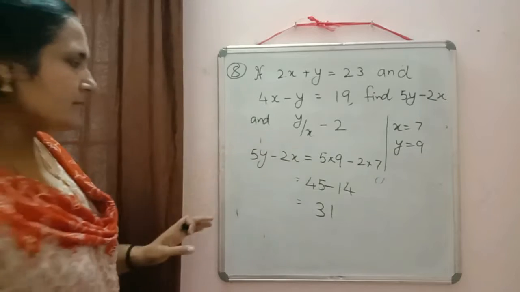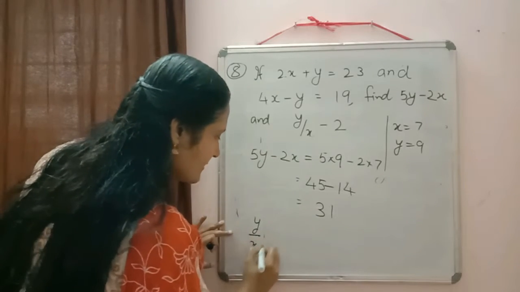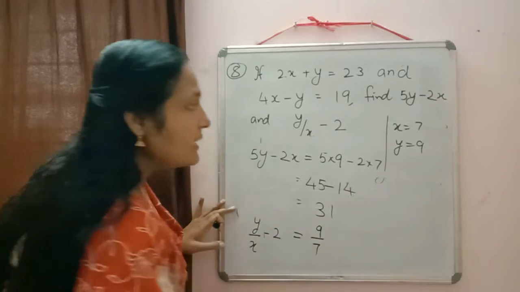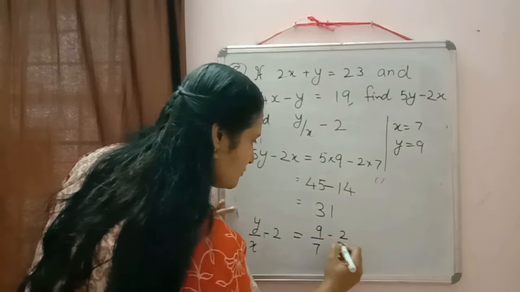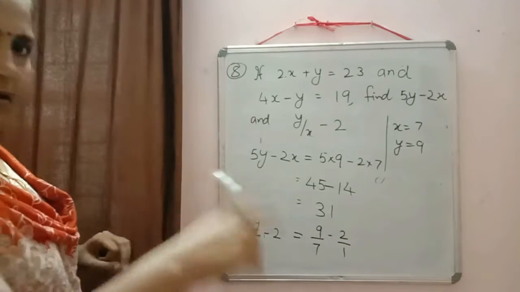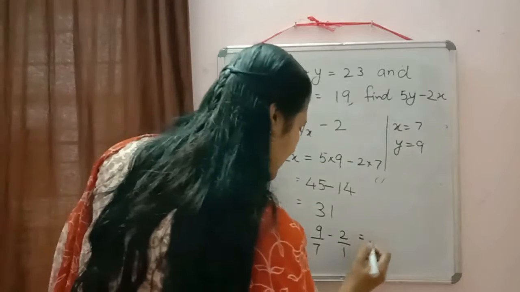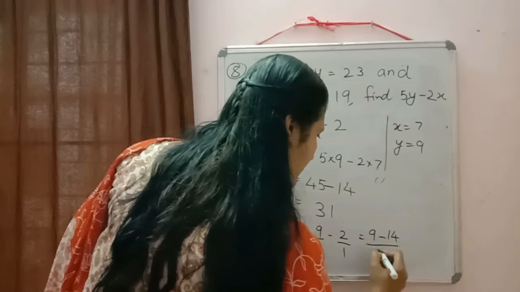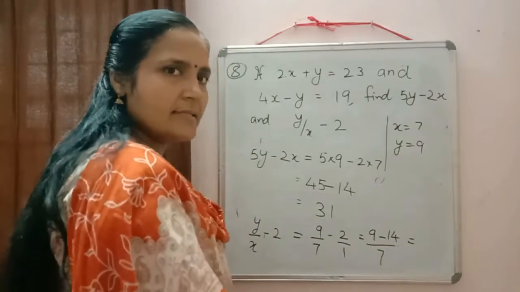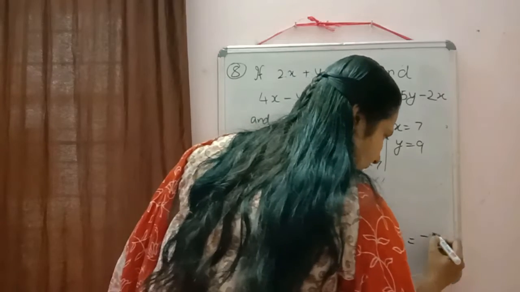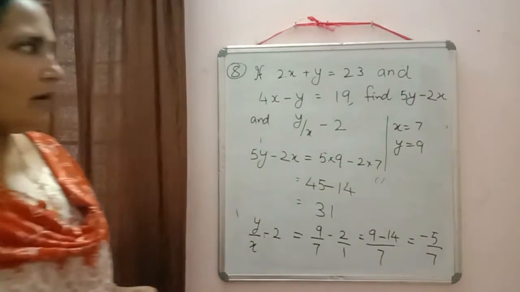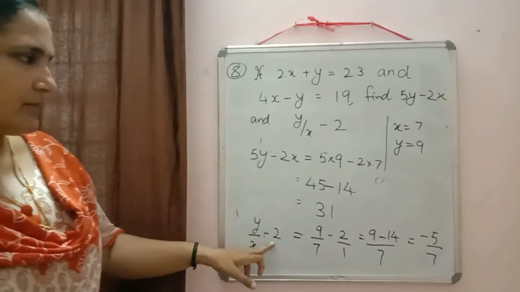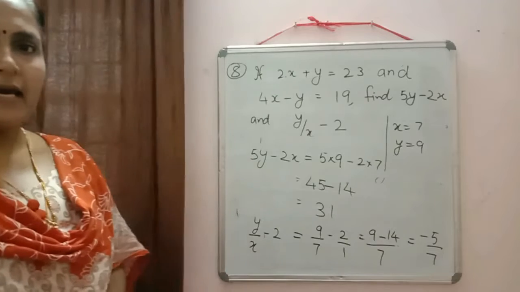The second one asked is to find y by x minus 2. y by x is 9 by 7 minus 2. Minus 2 can be written as 2 by 1. Now do the cross multiplication. Then we get 9 minus 7 twos are 14 by 7. And 14 minus 9 is 5 and the sign is negative. So minus 5 by 7. So we got the two answers: 5y minus 2x is equal to 31 and y by x minus 2 is equal to minus 5 by 7.